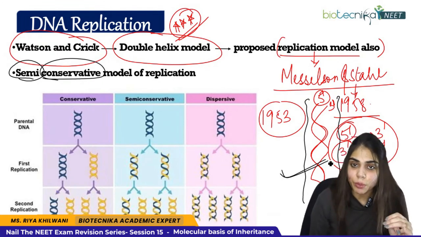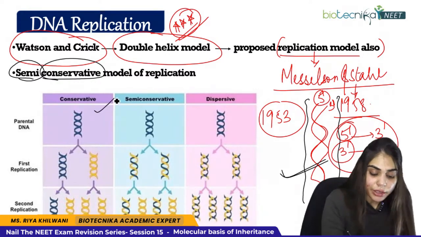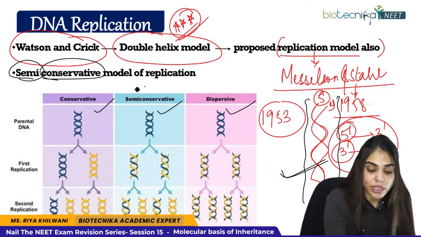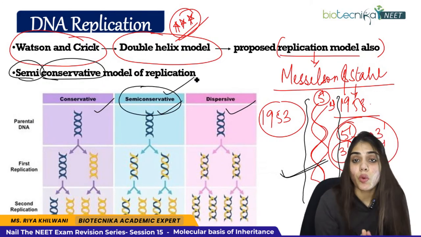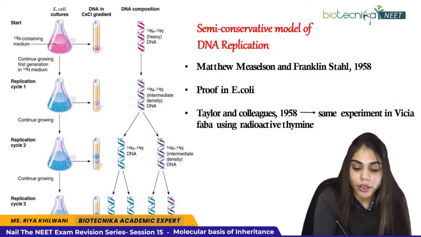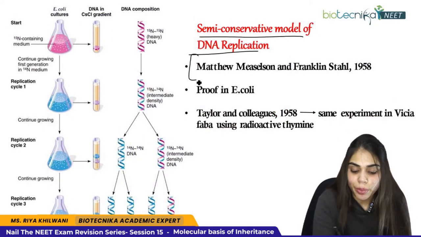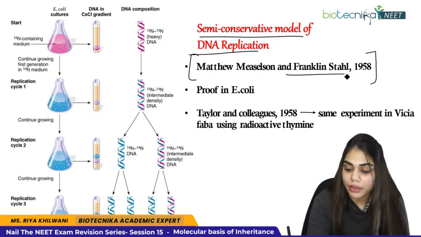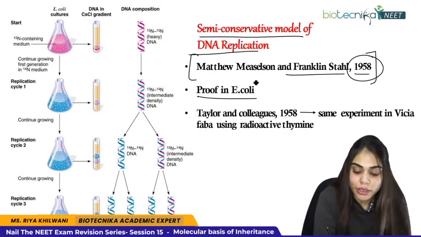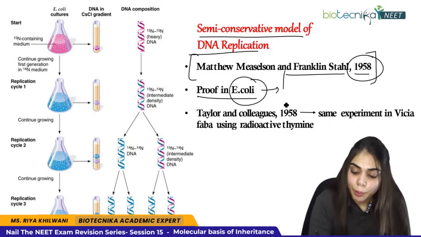So we have three models of DNA replication: conservative, semi-conservative, and dispersive. Here we are going to learn about the semi-conservative model, which is the most accepted model. The semi-conservative model of DNA replication was proved by Matthew Meselson and Franklin Stahl in 1958. How did they prove that? They proved this in E. coli, which is a prokaryote.